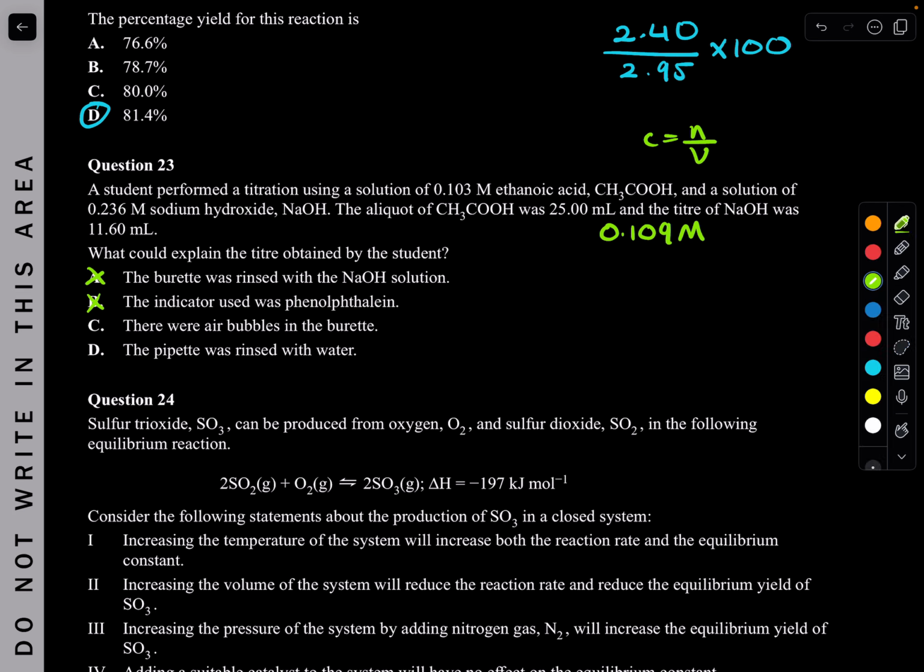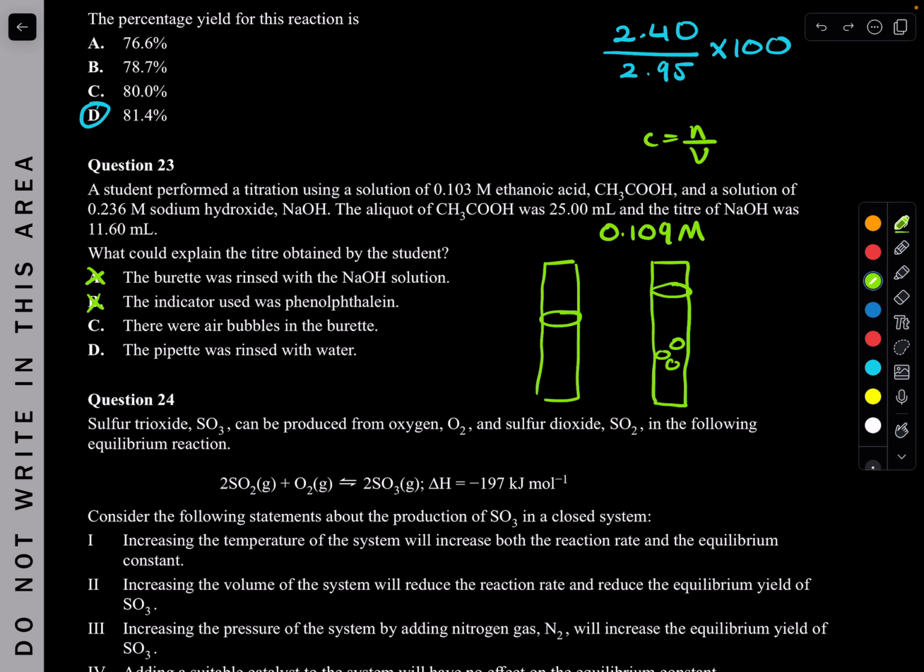There were air bubbles in the burette. Let's think about it. If there are air bubbles in the burette, let's say you have this burette here, and you have air bubbles. Let's say this is the actual titer. If you actually have air bubbles, that would slightly increase the volume, because there are air bubbles, it pushes up the water. It would actually increase the volume that would be measured.